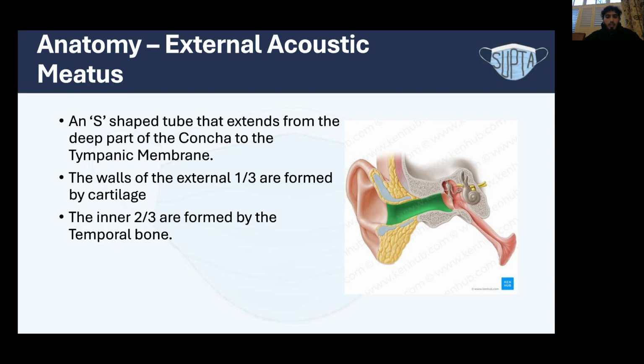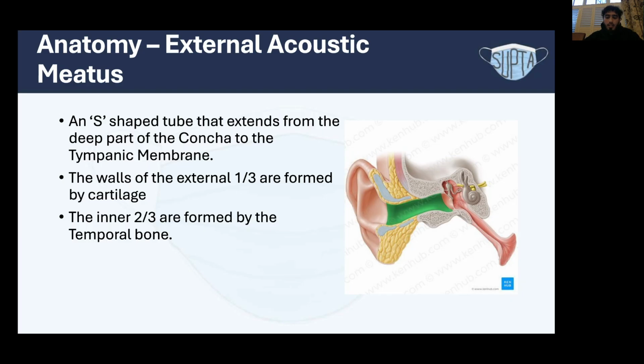The lateral third of the external acoustic meatus consists of cartilage, and it's covered with skin, which extends from the auricle, while the medial two thirds is formed by a bony tunnel, which is covered with a thin layer of skin continuous with the external surface of the eardrum. It has quite a narrow opening, which prevents large objects from entering the canal and damaging the tympanic membrane.